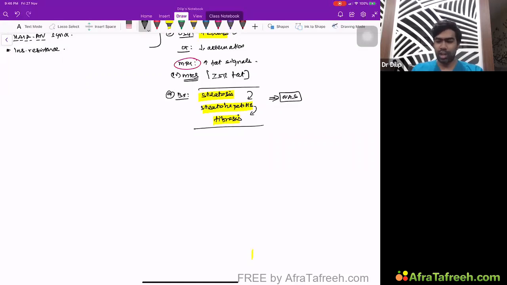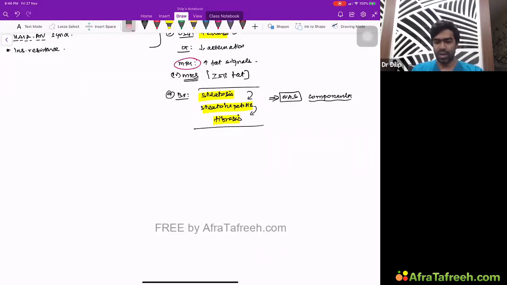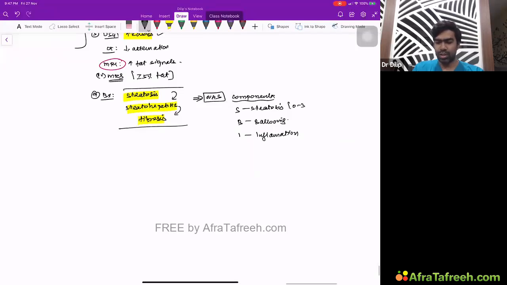Usually there are three key components. The components of the NAS score are very commonly asked in exams. Like all the other exams, they will ask the components. You can remember the components by using a mnemonic called SBL. S stands for steatosis, the amount of steatosis, B stands for ballooning degeneration, and L stands for lobular inflammation. How much lobular inflammation is there? This has a score of 0 to 3, this has a score of 0 to 2, and this again has a score of 0 to 3. So you can see the total score will be 8. The maximum score will be 8 and the minimum score will be 0.